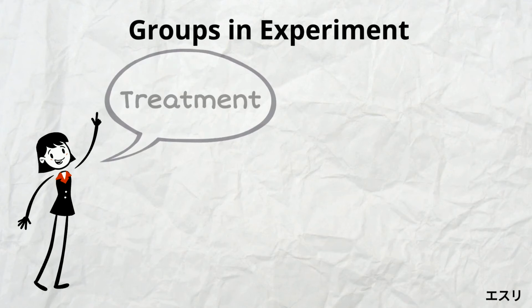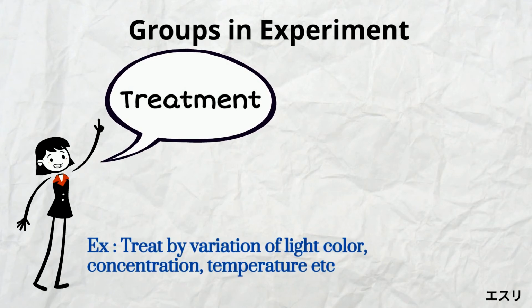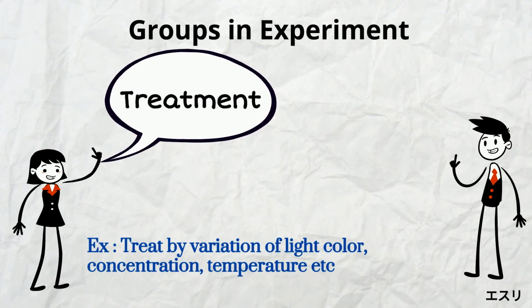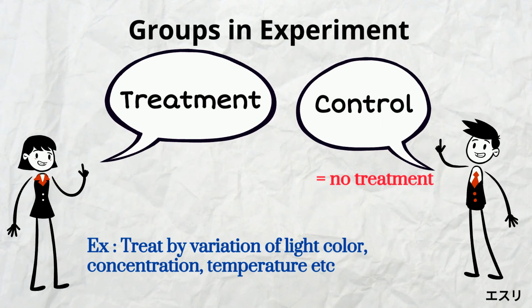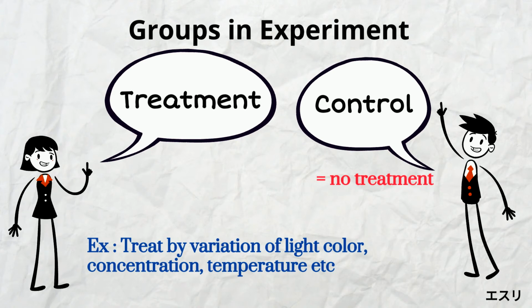Well guys, for your information, in experiment there are two groups involved. The first group is group that is given treatments, and the second group we call control group. For this group, we give no treatment at all.